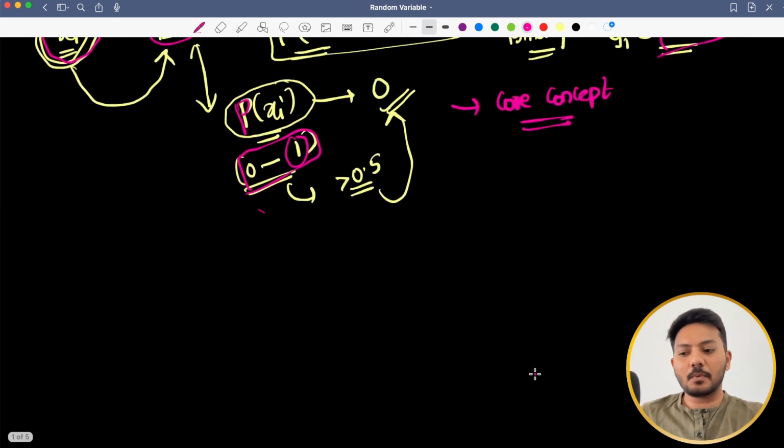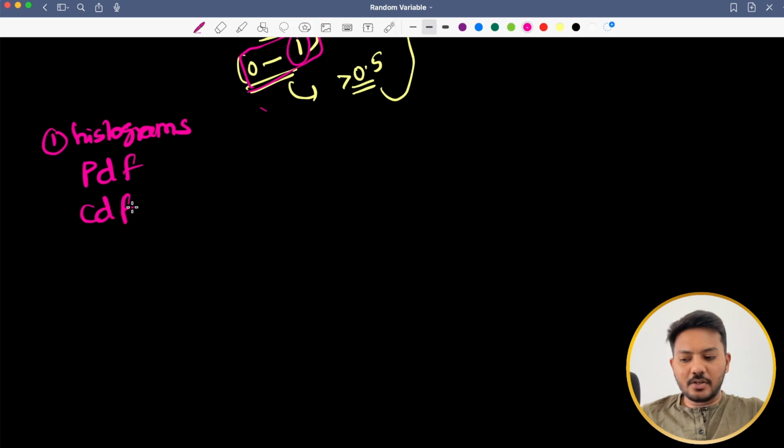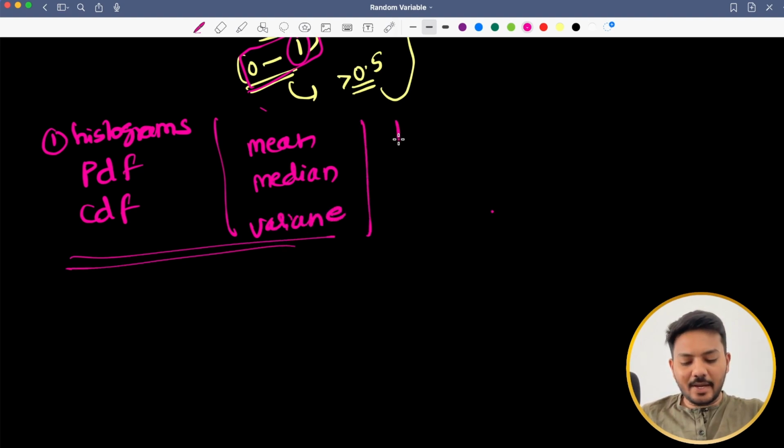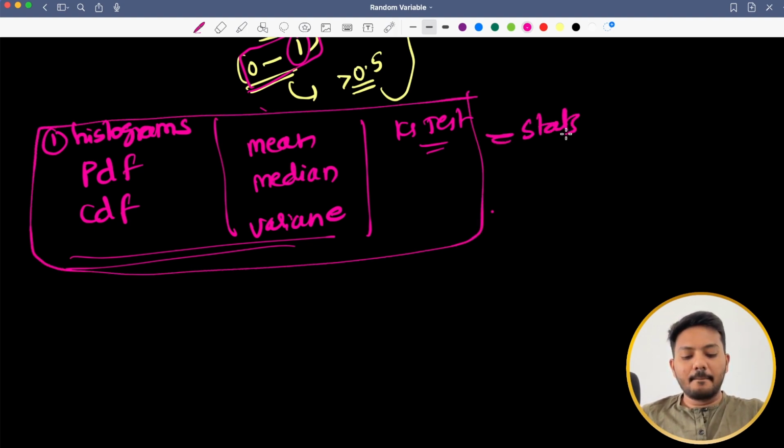And inside this probability, we will learn a lot of concepts like histograms, probability density functions, cumulative density functions, mean, median, variance, and a lot of stats. We have the KS test, and we have a lot of things that we will cover in this series, and these all go under stats, because by looking at the statistics we can generalize some rules for machine learning. We will also learn about that in later videos.